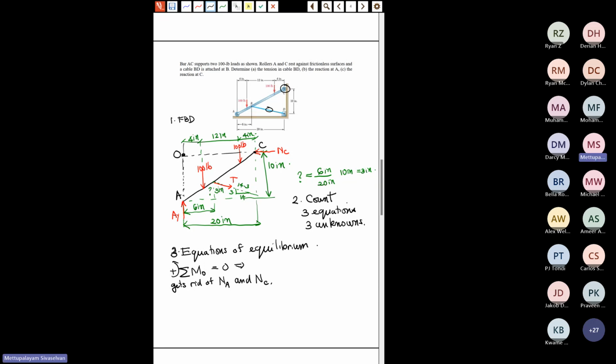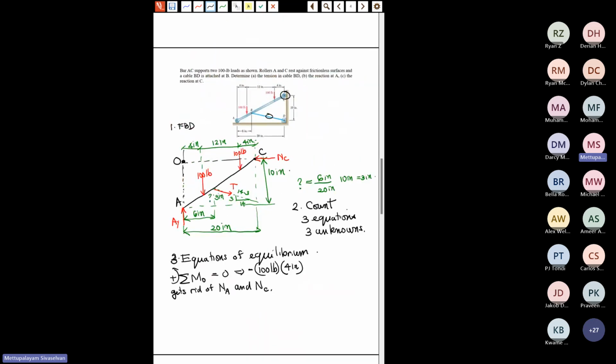The only unknown that has, so let's start with this 100-pound force, okay? 100 pounds times what's the distance, anyone? 4 inches. Okay, is that positive or negative? Negative, because that's clockwise, okay? Same way, it's minus 100 pounds times 16 inches for this one, okay? That leaves me only with T, right?